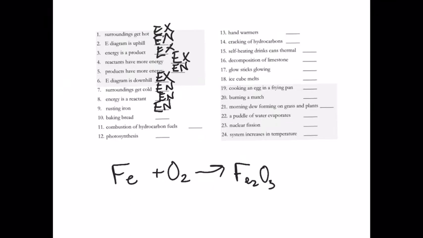Okay. Baking bread, again, endothermic reaction. Combustion, any kind of combustion is always going to be exothermic.